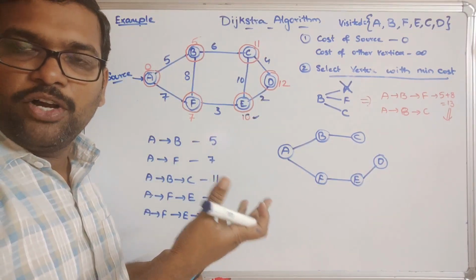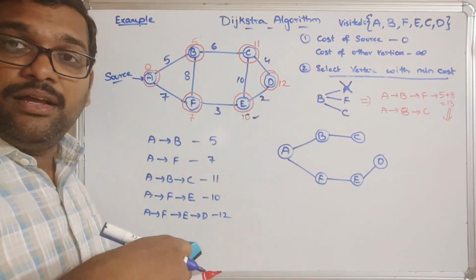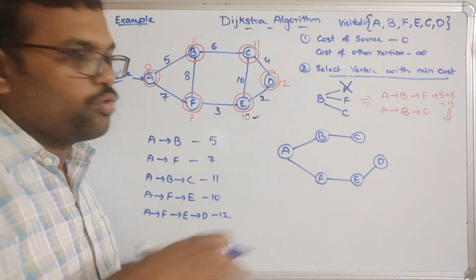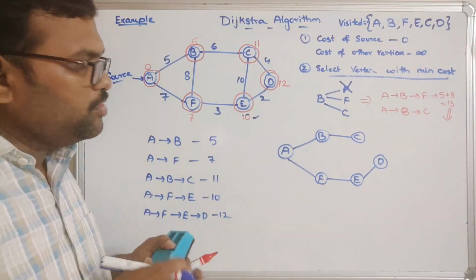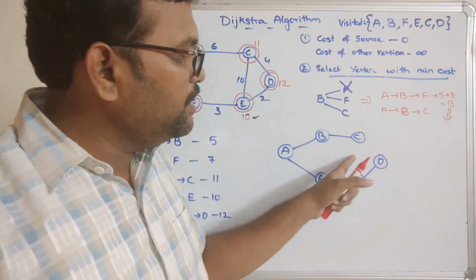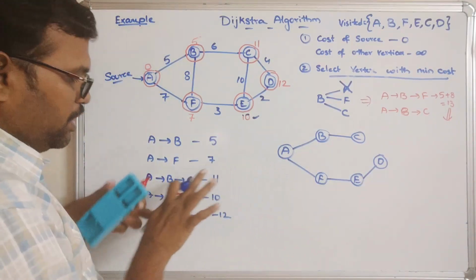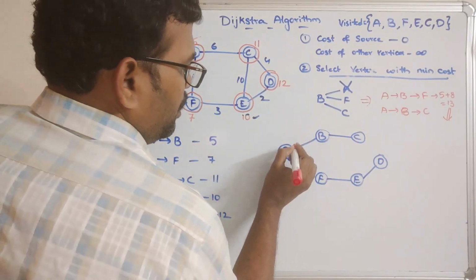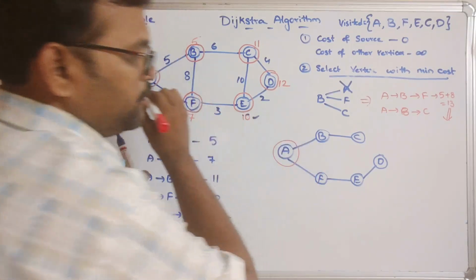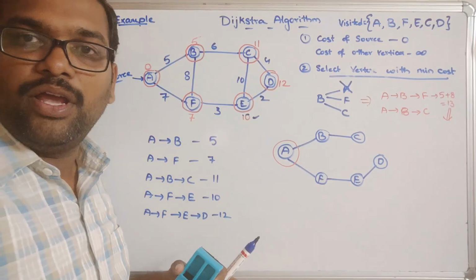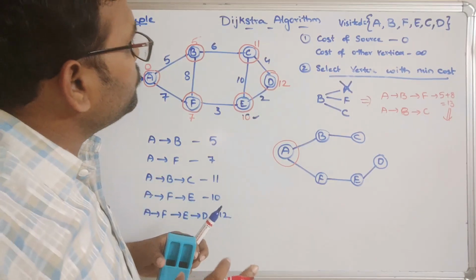This is not a graph, because we know that a graph is connected, right? A closed graph, a closed loop. So here it is not connected. This is a tree, a minimum cost tree from the single source. So this is the source. Okay, so hope you understood this one.